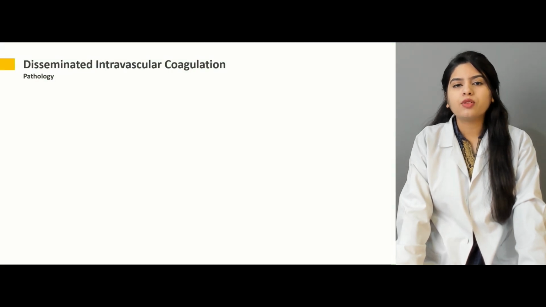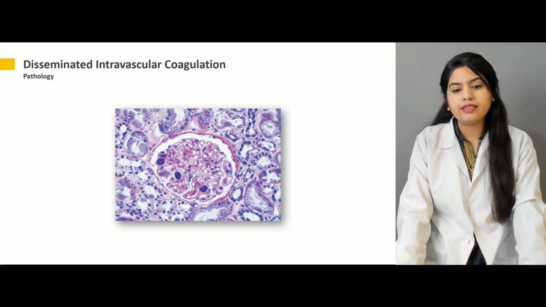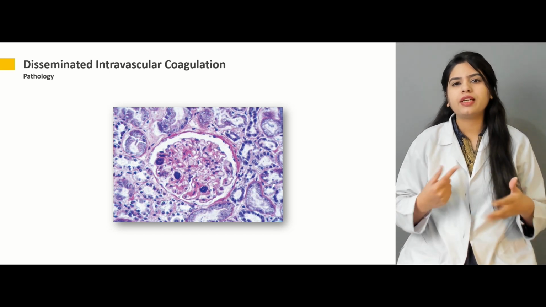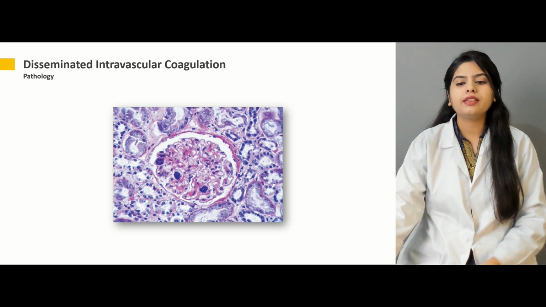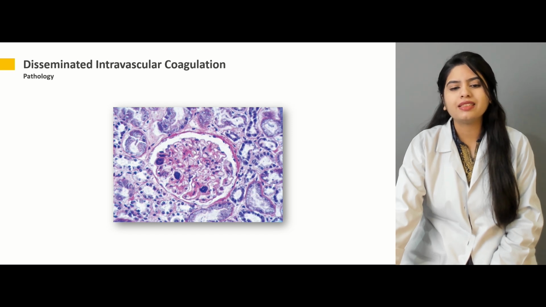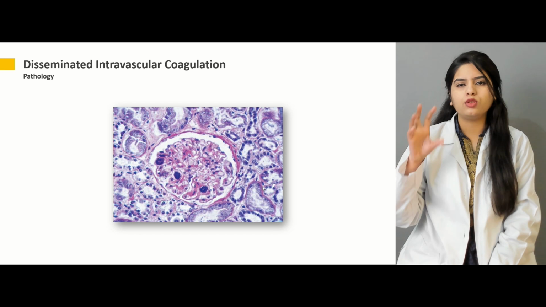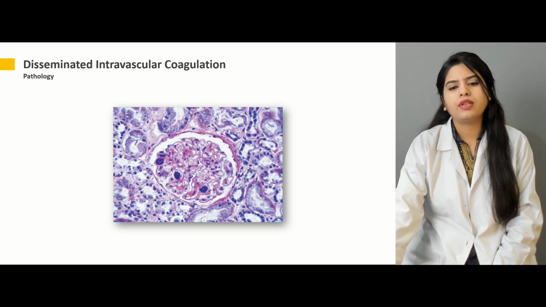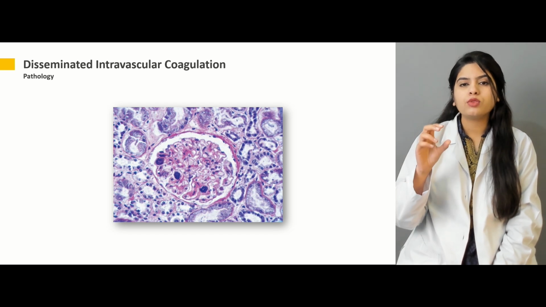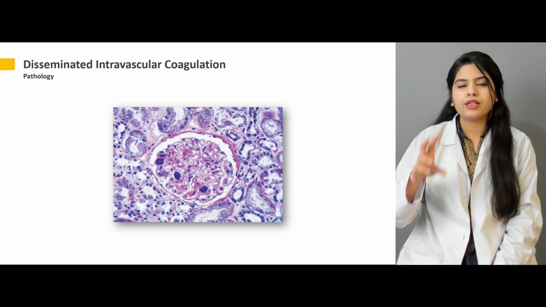Now, if we talk about the pathology of such a patient, as I told you, at first there is a formation of microthrombi, and after that, the microthrombi dissolve. Here in this diagram, you can see this deep purple color is indicating the fibrin. These are the sites where this fibrin is accumulated. Basically, this is a diagram of the glomerulus. In these glomeruli, these are the sites where microthrombi are formed by the accumulation of fibrin. When the microthrombi appear in such cases, you can diagnose this disease easily.